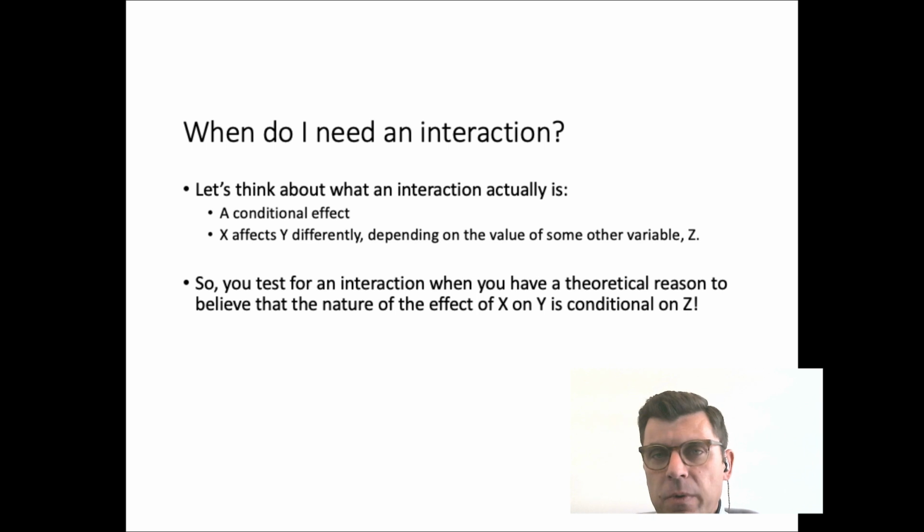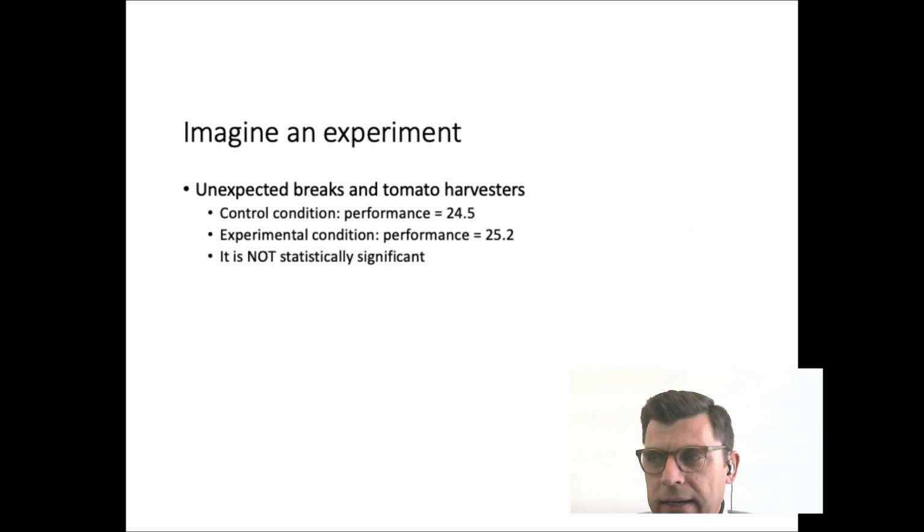So where does that theoretical reason to believe come from? Well, it can come from a few different places. I'm going to conceptually demonstrate one way it can come, and I'm going to show you in just a moment in Jamovi another way. But I'll tell you an in-practice story. Imagine an experiment. We have a theory that unexpected breaks yield increases in productivity for tomato harvesters, people working in fields harvesting tomatoes.